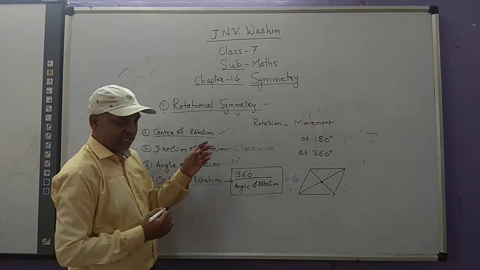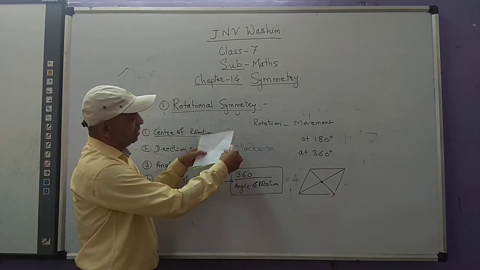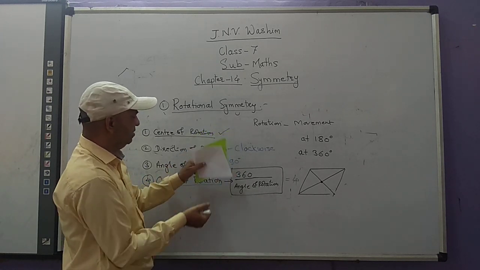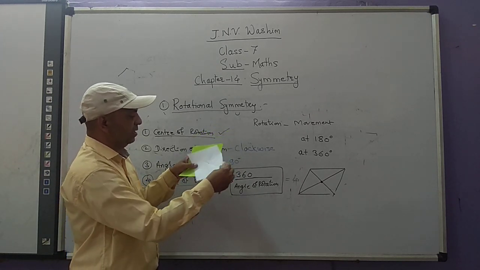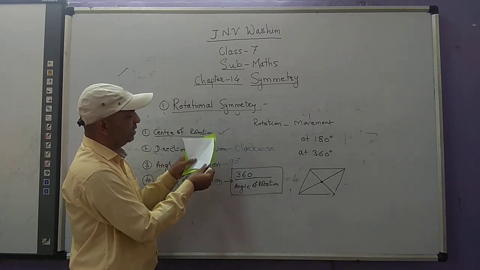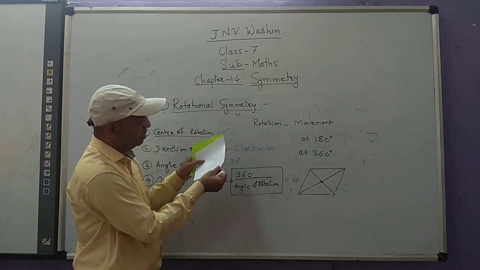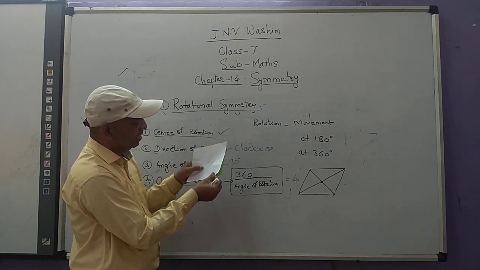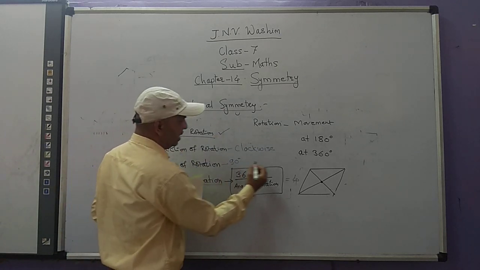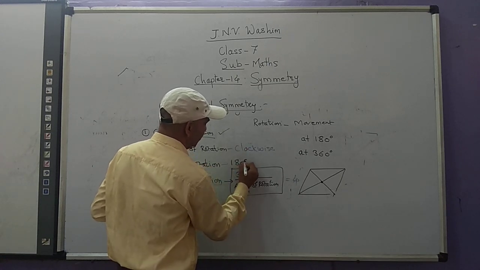So what is the direction? Clockwise. This is the center of rotation. I rotate it clockwise, so the direction is clockwise. And the angle of rotation: when I rotate 90 degrees, it cannot occupy the same shape, and when I rotate another 90 degrees, meaning a complete 180 degrees, it occupies the same shape. So the angle of rotation here is 180 degrees.